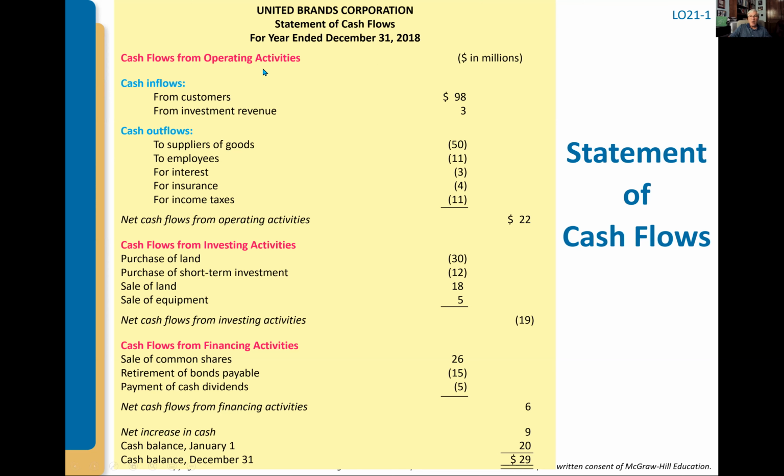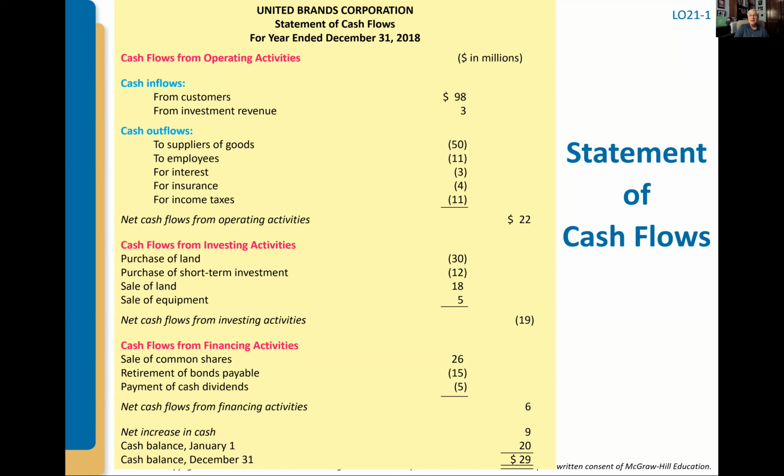Now, direct or indirect, the only thing that changes is the operating cash flows. Everything else is the same, both in direct and indirect. So in the direct method, we looked at what are the direct cash flows. How much do we receive from customers? How about from investment revenue? How much do we pay to suppliers, to employees? So you might even have more of these, but it gets into direct buckets of how much we pay.